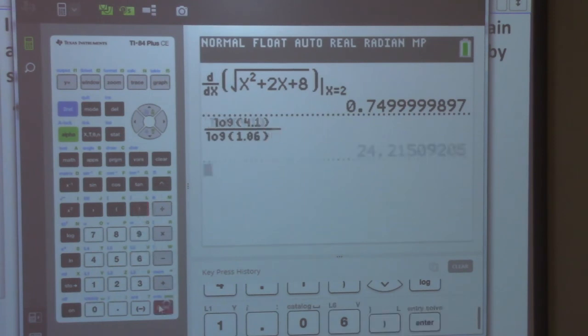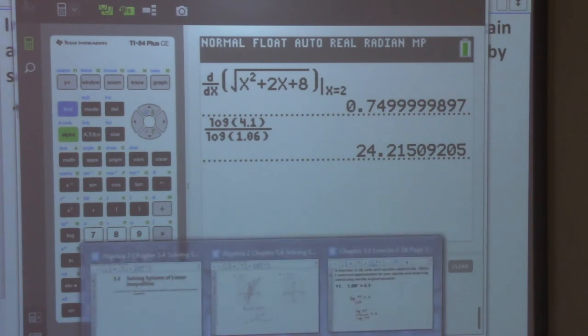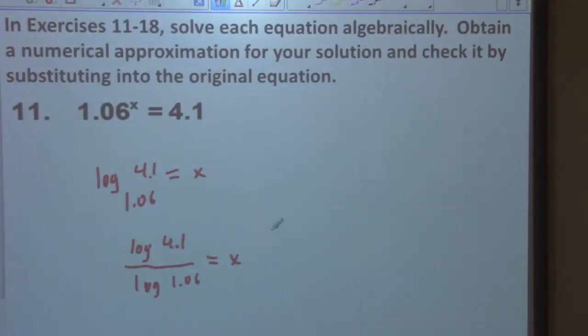So we get this decimal approximation, 24.215. Let me see what this was here. It was log base 1.06 of 4.1. Man, that doesn't seem right. So. Okay, maybe it is.